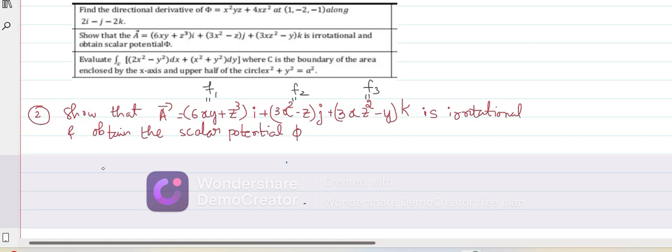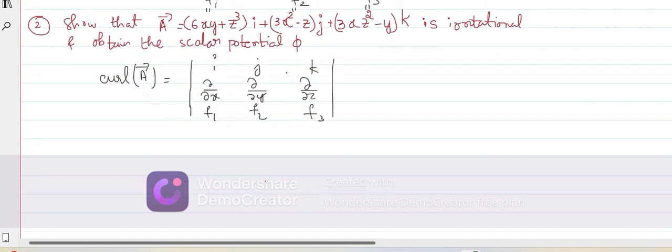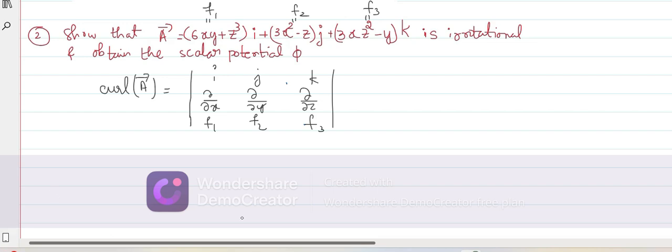What is the curl of f? The curl of the vector A is equal to the determinant of i, j and k, dou by dou x, dou by dou y, and dou by dou z, and f1, f2, and f3. Right? So we need to show that this is 0, then only the given vector is irrotational.